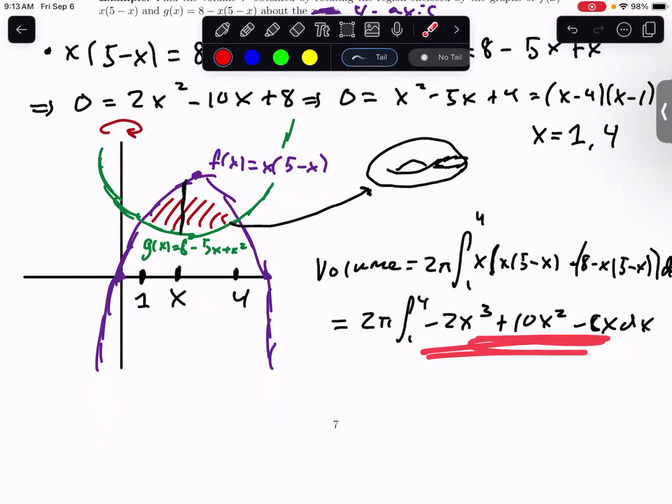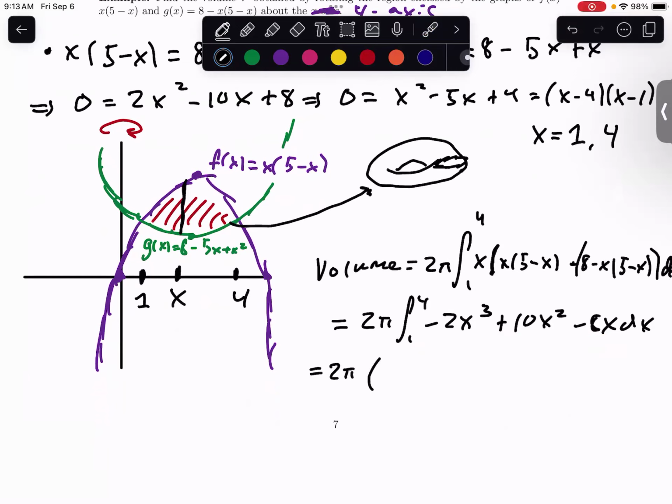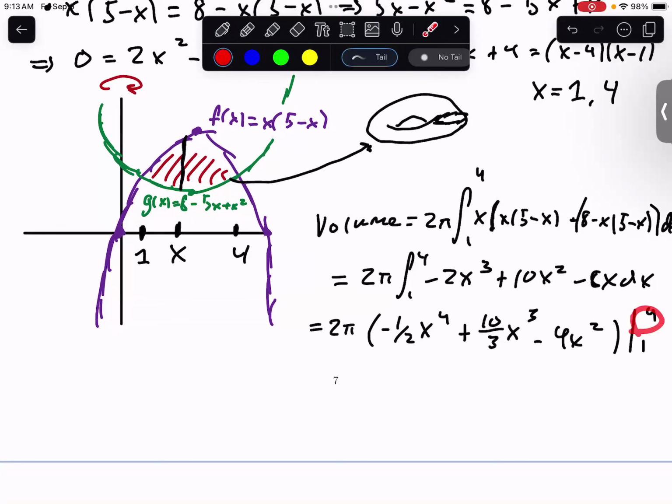And so once you're in this form, it's just a matter of doing integration. So the integral here isn't too difficult. You just use the power rule. So this is going to be minus 2 over 4 times x to the 4th power. So it'll be minus 1/2 times x to the 4th plus 10 over 3 times x cubed. And then you'll have 8 over 2 times x squared. So that's going to be minus 4x squared. And then you evaluate from 1 to 4. And so if you plug in x is equal to 4, and subtract what you get when you plug in x is equal to 1, you should end up getting that this is going to be equal to 45 pi.